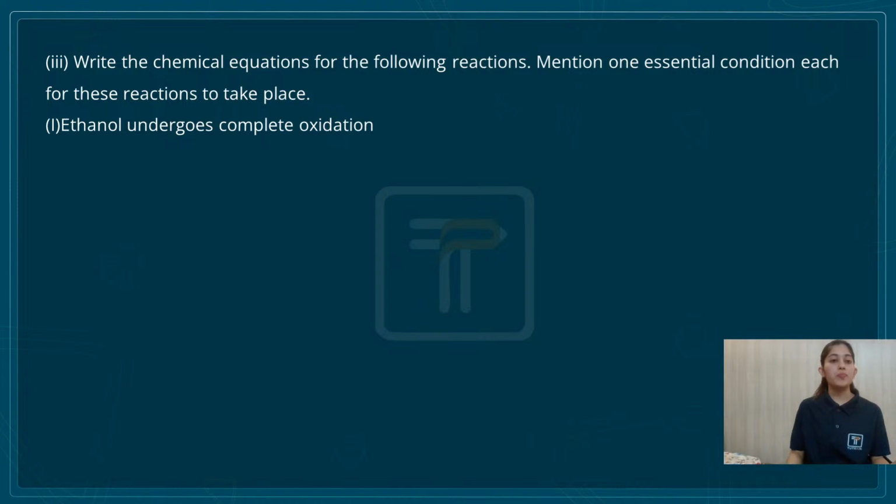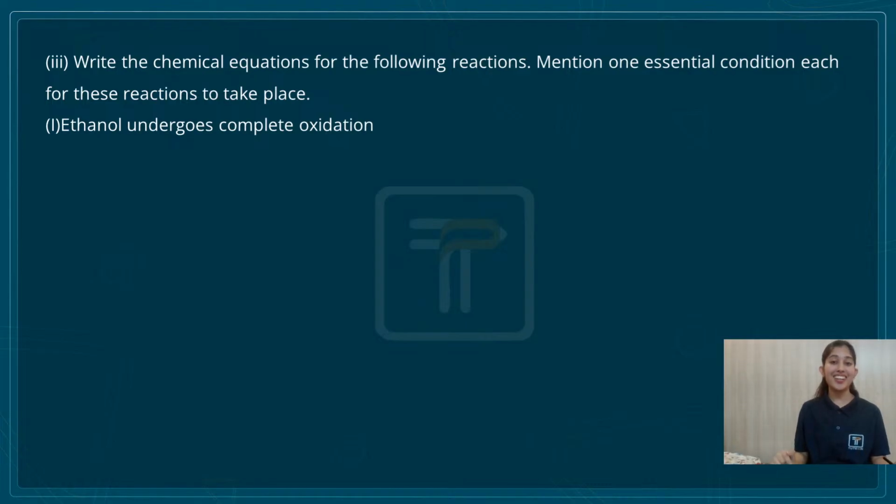Okay. First one, ethanol undergoes complete oxidation. Ethanol is undergoing complete oxidation. That means my C2H5OH, ethanol ka formula, combines with oxygen, is undergoing complete oxidation. What is this reaction? I know that when C2H5OH undergoes complete oxidation, it requires something. It requires a catalyst. What is that catalyst? Please recall, this is a famous reaction. What is the catalyst? There are 2 catalysts. If you mention one also, you will get marks. What is the catalyst? Yes?